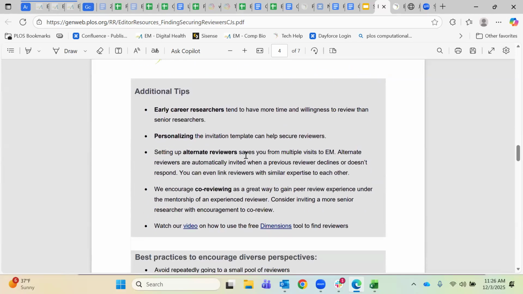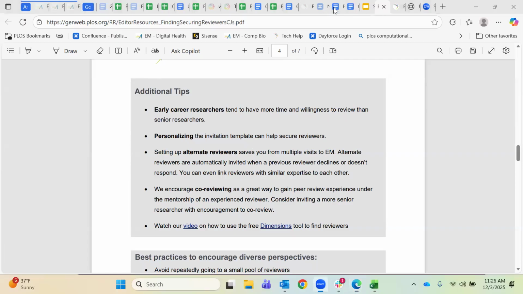Some additional tips here. I also tend to find that if you can access early career researchers, they tend to have more free time and more interest in getting experience in the field, versus asking a senior lab leader who's probably going to fob it off on one of their grad students anyway. And we always encourage co-reviewing as a way for folks to get experience. So if someone wants to do a peer review with their student, by all means, it's always good to get new people involved.